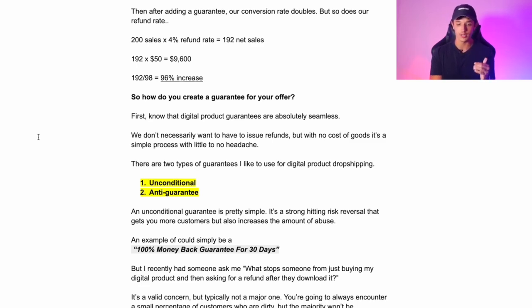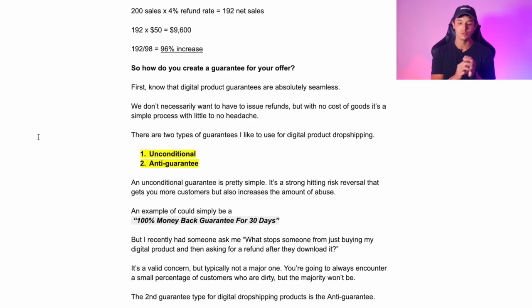It's really just a strong hitting risk reversal tactic. An example of that could be a 100% money back guarantee for 30 days. It's unconditional, and using something like this is strong. It's going to get you more conversions, but it's also going to increase the amount of abuse for people that just want to take advantage of that.